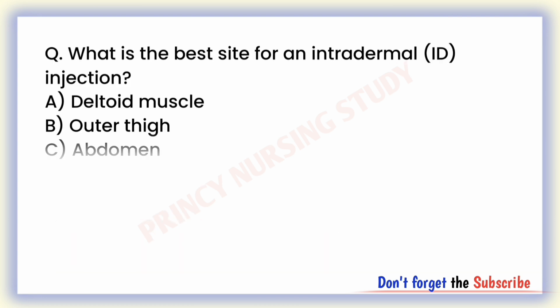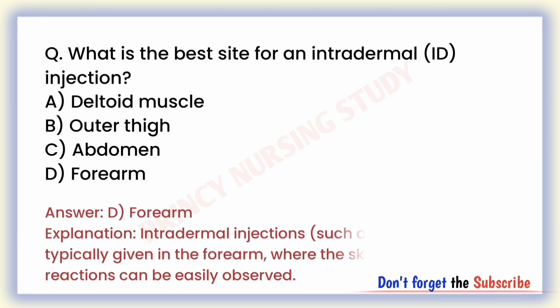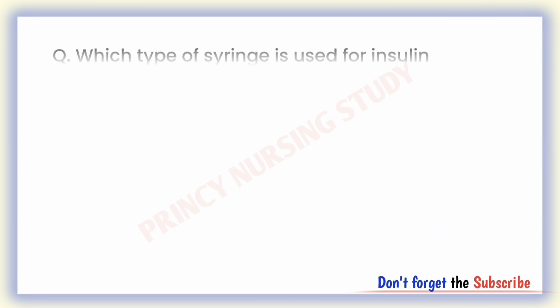Next question. What is the best site for an intradermal, ID, injection? Correct answer is D. Forearm. Intradermal injections such as TB tests are typically given in the forearm, where the skin is thin and reactions can be easily observed. Next question.